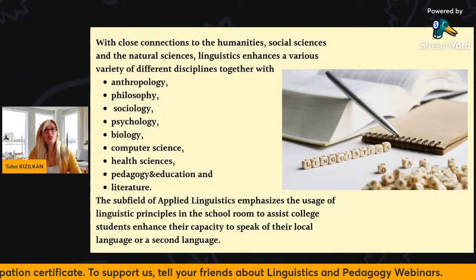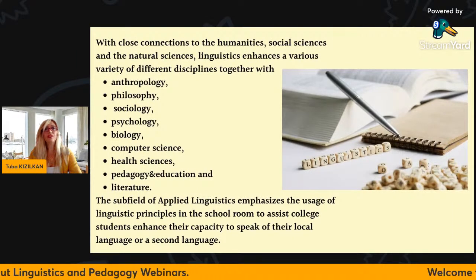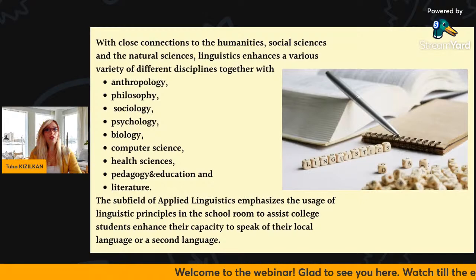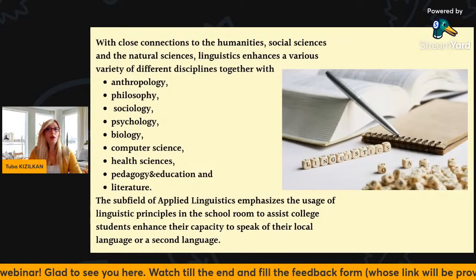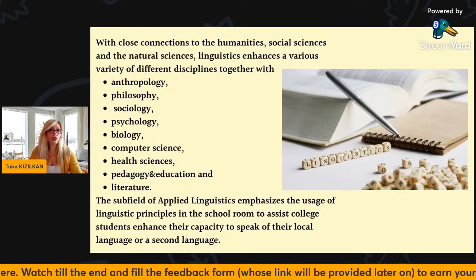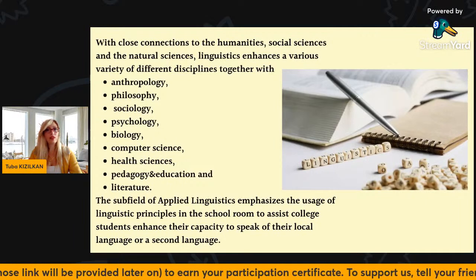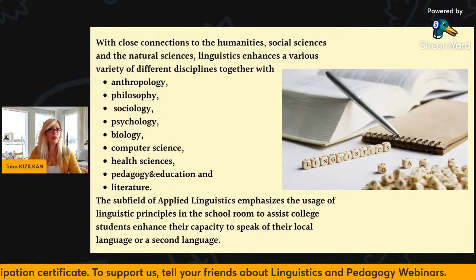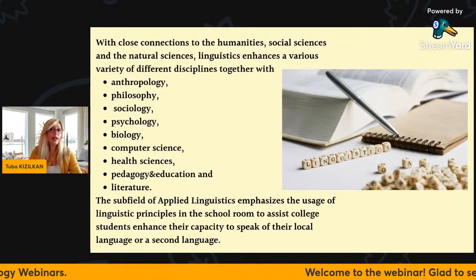With close connections to the humanities, social sciences, and natural sciences, linguistics connects a variety of different disciplines together. It can be related to anthropology, philosophy, sociology, psychology, biology, computer science, health sciences, pedagogy, education, and literature, of course. Actually, you can add even more scientific fields. And the subfield of applied linguistics emphasizes the usage of linguistic principles in the classroom to help college students enhance their capacity to speak their local language or a second language.